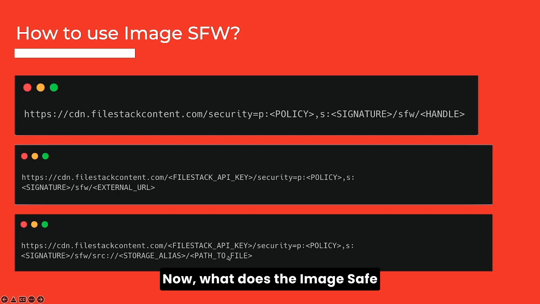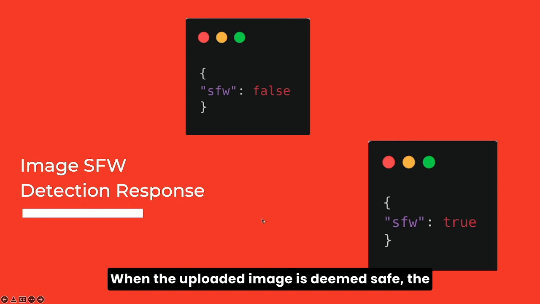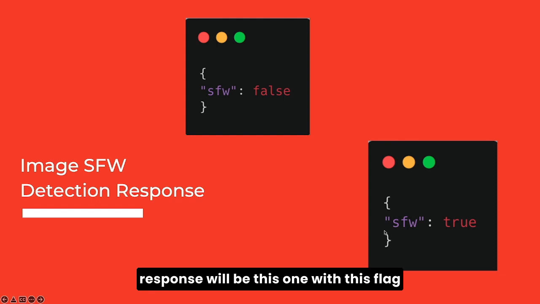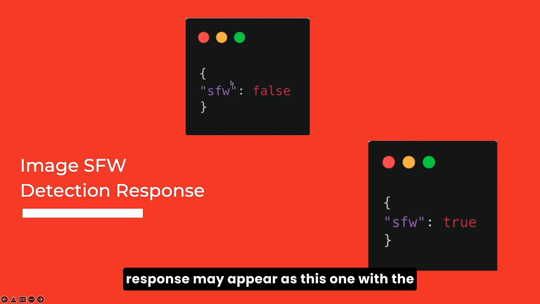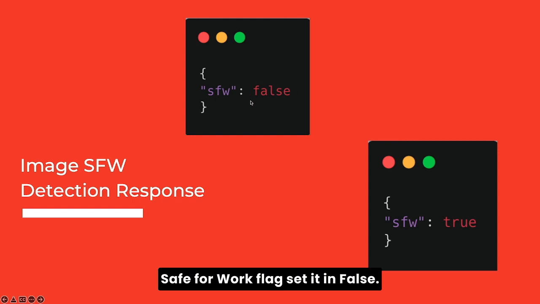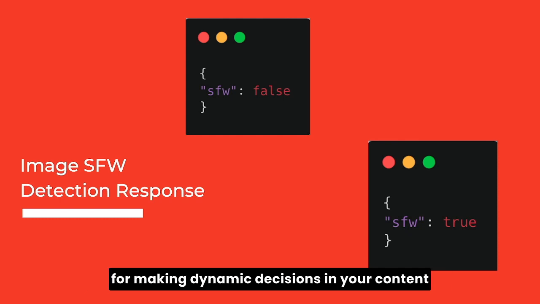Now, what does the Image Safe for Work feature's response look like? It's elegant, simple, yet profound in its implications. When the uploaded image is deemed safe, the response will be this one, with the flag Safe for Work set to true. And conversely, if the content raises concerns, the response may appear as this one, with the Safe for Work flag set to false. The straightforward response acts as the foundation for making dynamic decisions in your content workflows.